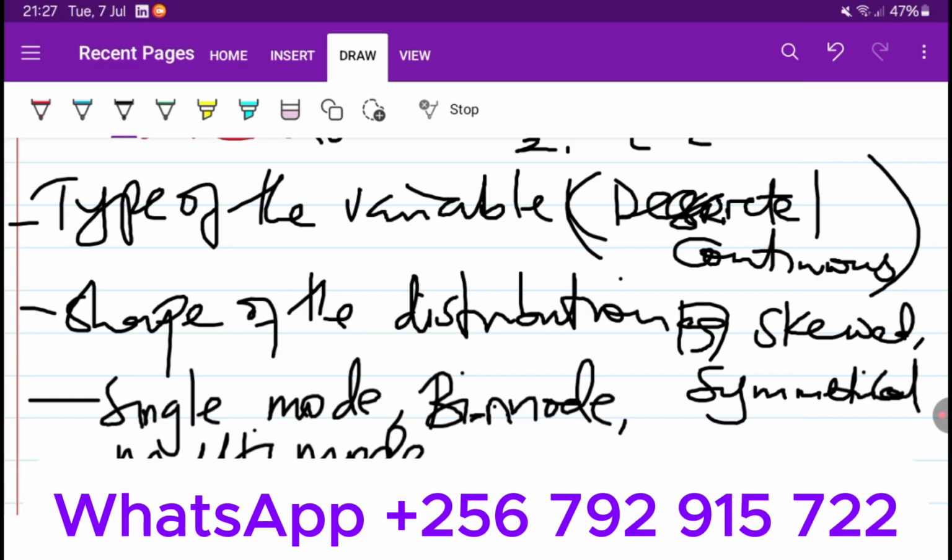Then the other thing that you need to look at is, of course, the advantages and then the disadvantages of each of the methodologies.